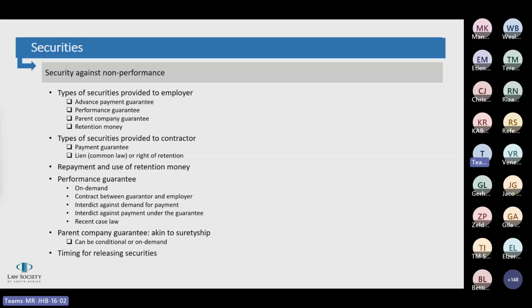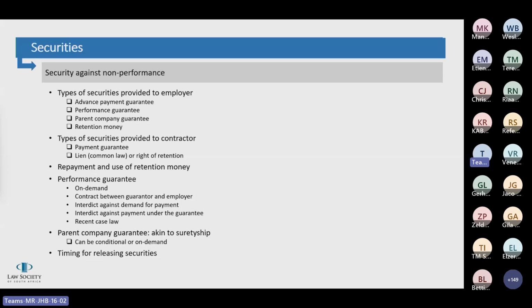So the purpose of retention money is to secure the employer against defective work, and where a contractor fails to remedy defects, an employer can use the retention money then to cover the costs to remedy those defects.